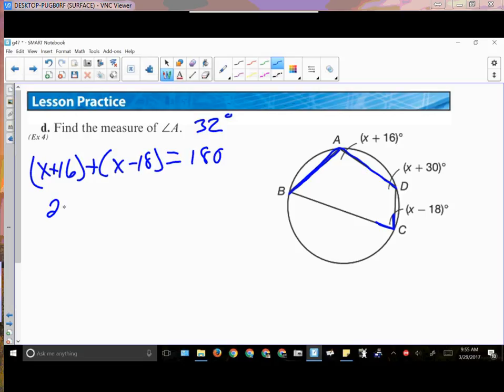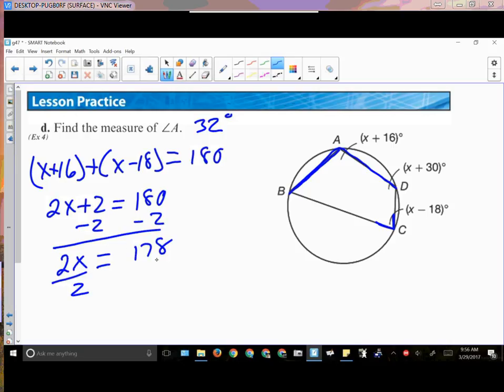So 2x plus 2 is going to be equal to 180. Subtract 2, subtract 2. 2x is going to be equal to 178. Divide by 2, divide by 2. X is equal to what? What would x have to be equal to?